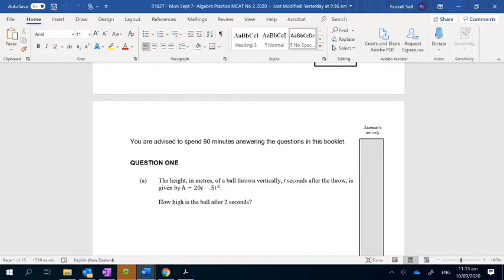So the first one, question 1. The height in meters of a ball thrown vertically t seconds after the throw is given by, then they give you an equation, yeah? And they want to know how high is the ball after 2 seconds. This is simple substitution. If they give you an equation and then they give you a value, that always simply means plug in that value in place of the letter.